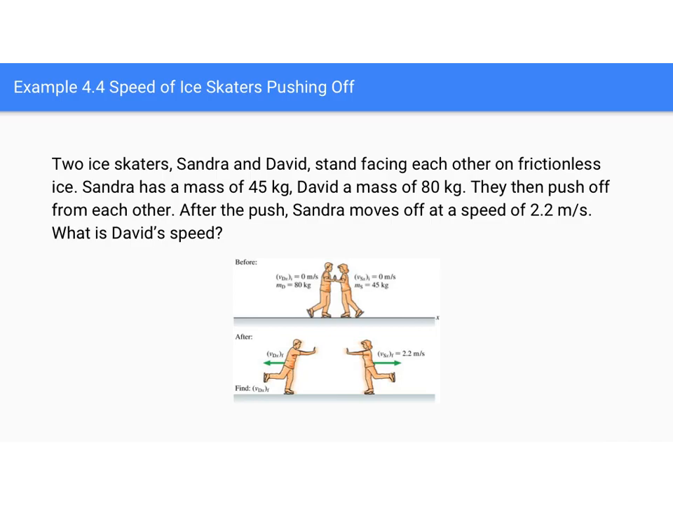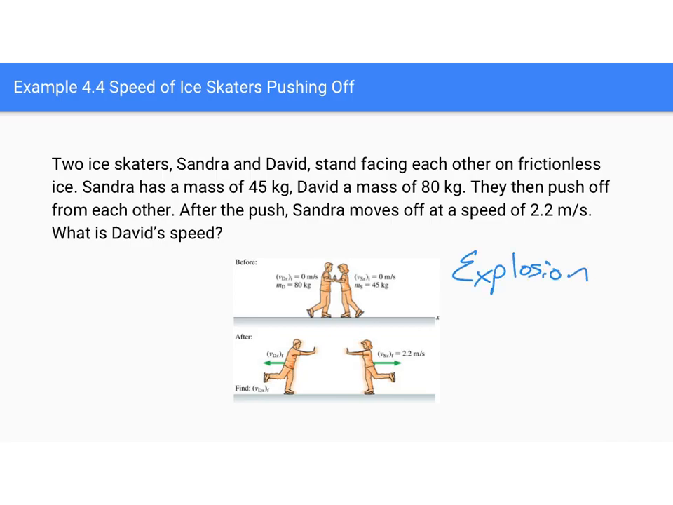All right, so we got an example problem. Two ice skaters, Sandra and David, stand facing each other, and they're going to push off each other. And yes, we're obviously going to do this one in class, but this is a type of collision. Actually, as awkward as it is, technically, we'll talk about this one more later, but this is an explosion.